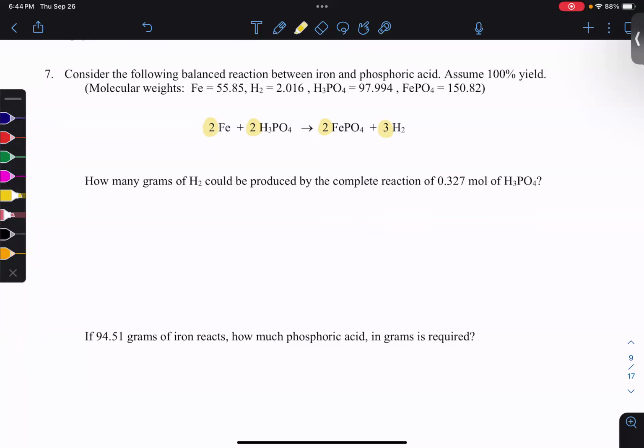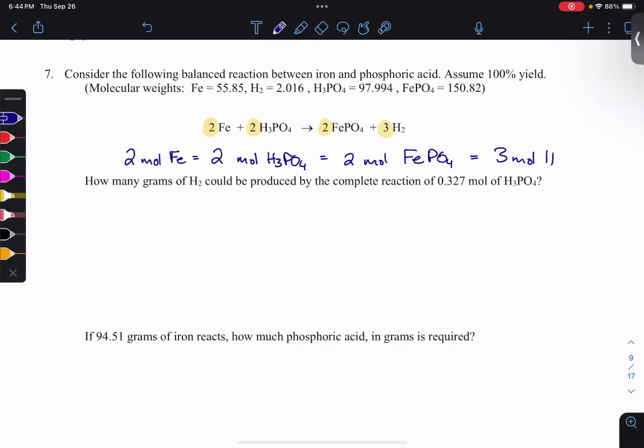So these coefficients, as long as we know the mole amount of one of them reacting, we actually know the mole amount of all of them because of stoichiometry. What these coefficients mean is it relates all of these different substances either reacting or being produced in the unit of moles. So 2 moles of iron will react with 2 moles of H3PO4, will produce 2 moles of this iron phosphate, will produce 3 moles of hydrogen.